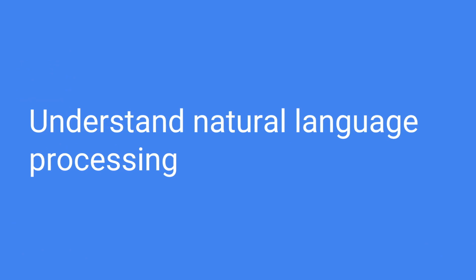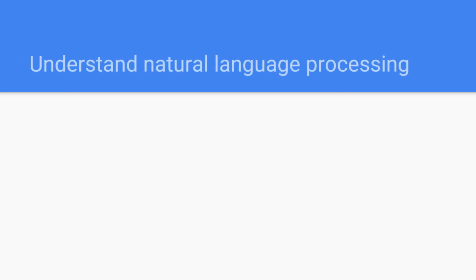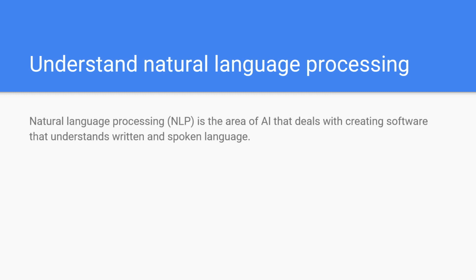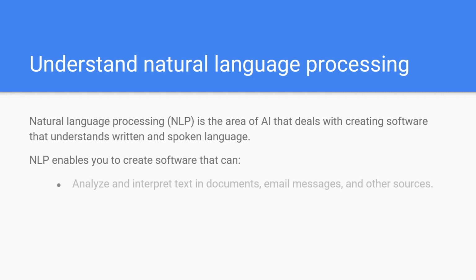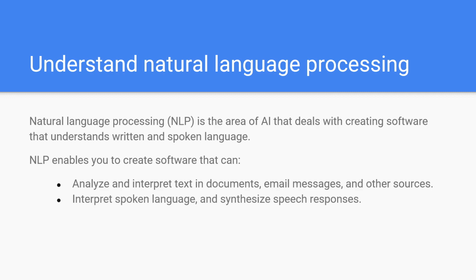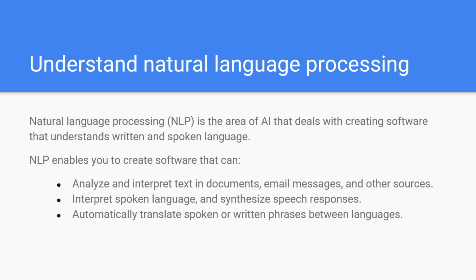Understand natural language processing, NLP. Natural language processing, NLP, is the area of AI that deals with creating software that understands written and spoken language. NLP enables you to create software that can analyze and interpret text in documents, emails, messages, and other sources, interpret spoken language and synthesize speech responses, automatically translate spoken or written phrases between languages, interpret commands and determine appropriate actions.